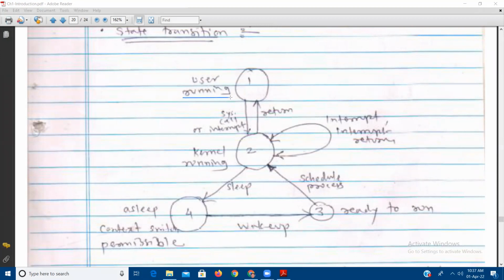Okay, so these are the names. This is the name of the user running state. This is about the kernel running state. So state number 2, and then the third state is ready to run, and the fourth state is asleep. I have just underlined them with the help of blue color.